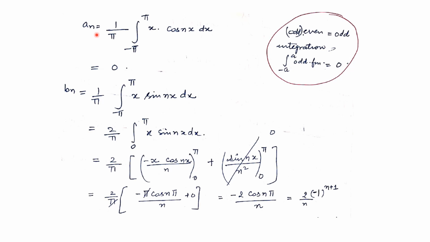Now an, again 1 over pi, integrate from minus pi to pi x into cos nx dx. Since we know that the integration of an odd function from minus a to a is 0, now just see, x is odd, cosine is even, odd into even is an odd function, so the integration of this will be 0.